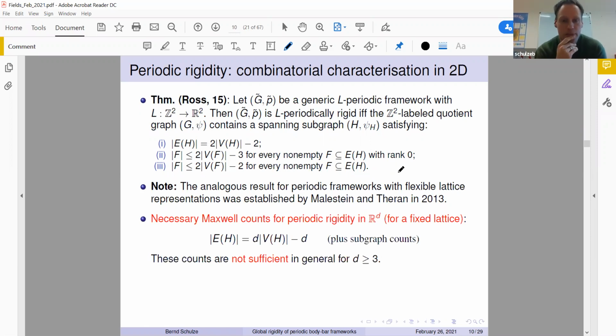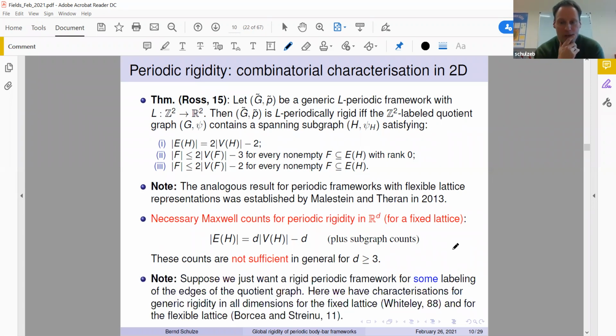So what can we say about higher dimensions? Of course, we have necessary Maxwell type counts, right? So we have the top count E equal to dv minus d if the periodicity has a rank equal to the dimension. And you can easily establish subgraph counts similarly to the conditions here. But we do not, of course, have necessary and sufficient conditions because this problem of characterizing generic rigidity in dimensions at least 3 is open, of course, for finite frameworks. So it's also open for periodic frameworks.